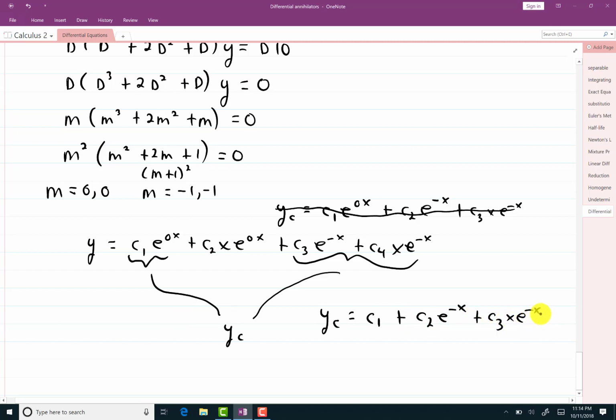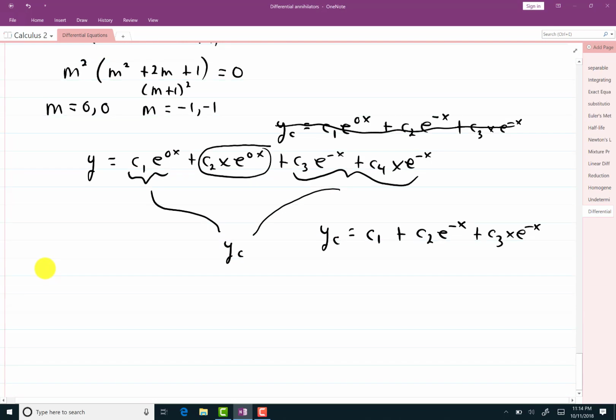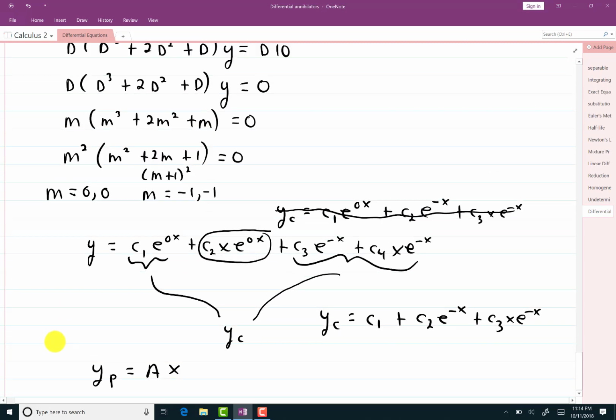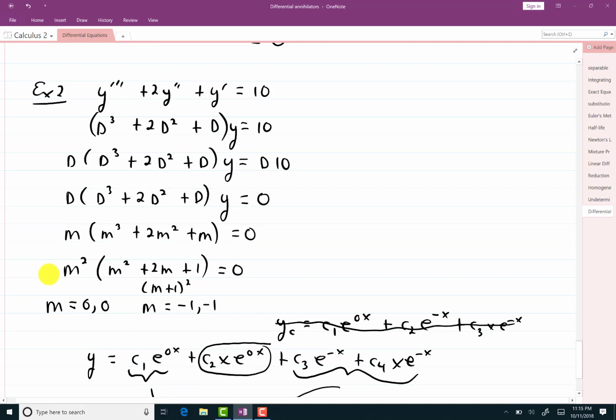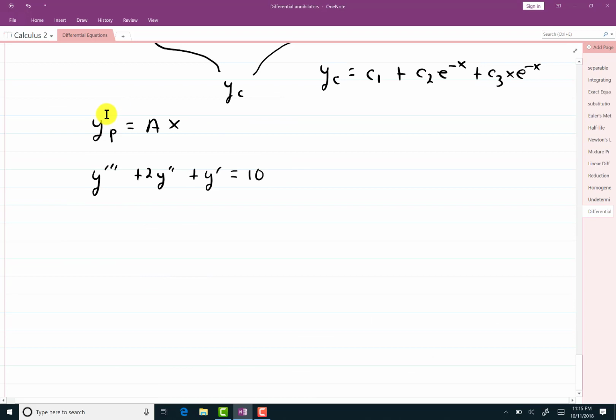But now the one we picked up that was different from before is this one. This is the guy, c2x e to the 0x is my choice for my particular solution. Instead of a c2, I'll put a letter that we associate with actually trying to figure out, and I'll put a capital A instead of a c2. So far I have my y sub c. Now I'm looking for a y sub p. So let's go back to the original equation. Now that I have my original equation, let me plug this Ax in and figure out what A is going to be.